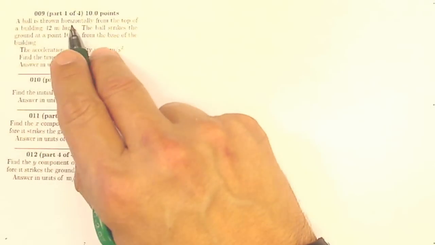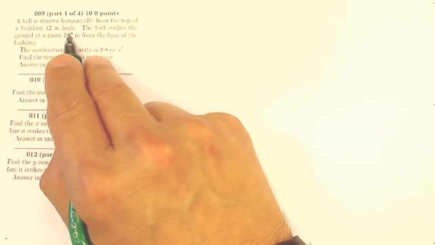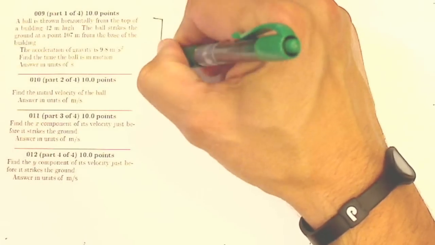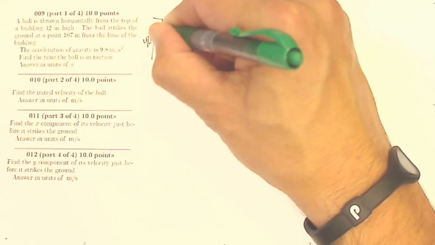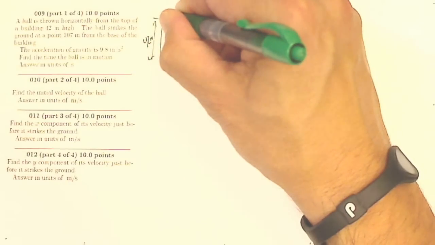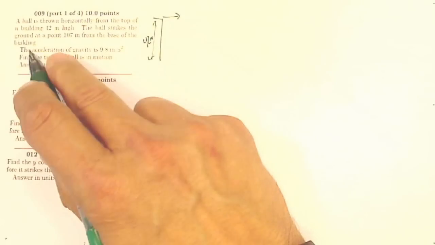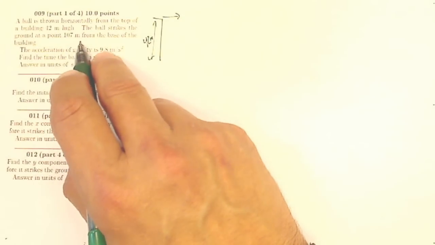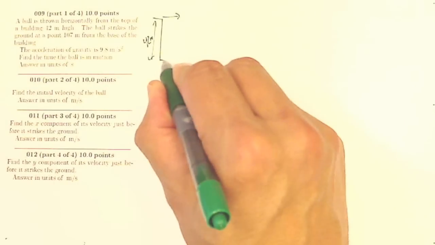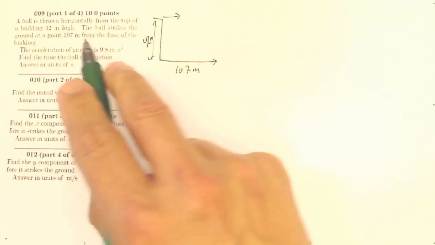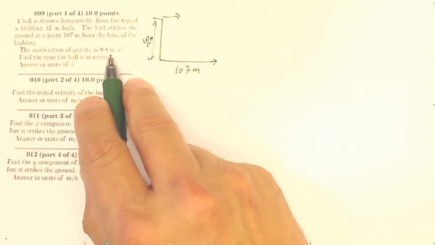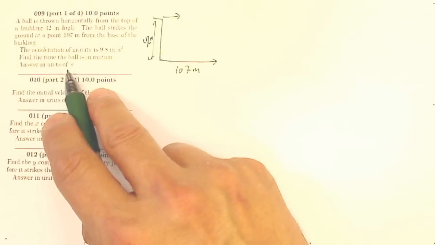A ball is thrown horizontally from the top of a building 42 meters high. So we should know by now to get a little picture. I know this is 42 meters, and I know that it's thrown horizontally. The ball strikes the ground at a point 107 meters from the base of the building. So I know that it's going to move this way, 107 meters. The acceleration of gravity is 9.8. Find the time the ball is in motion.